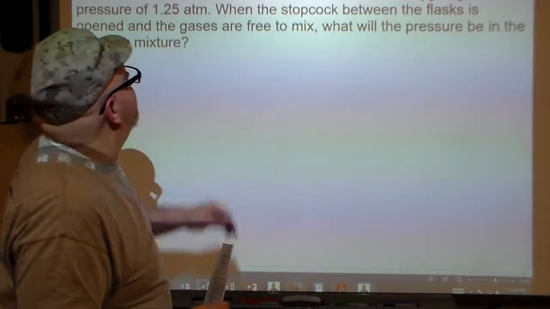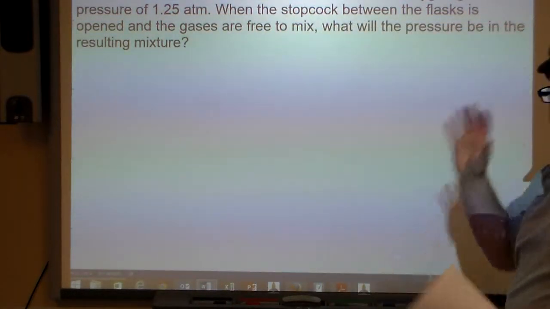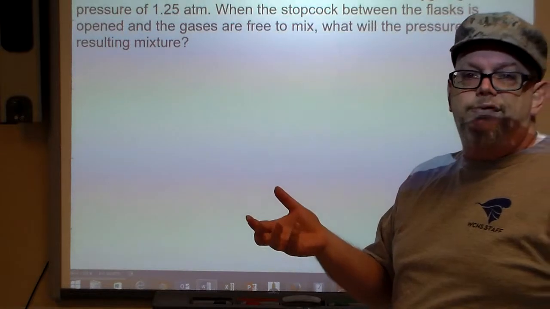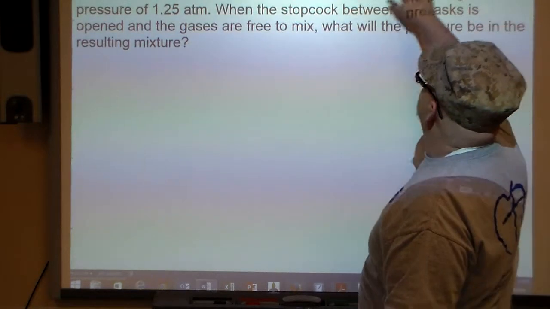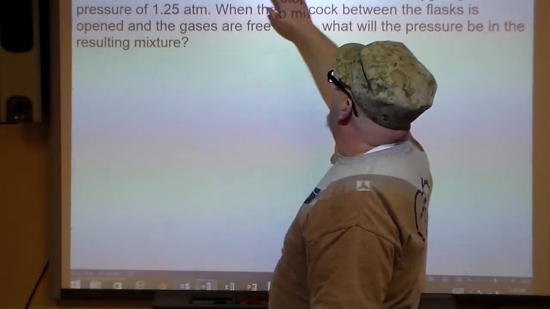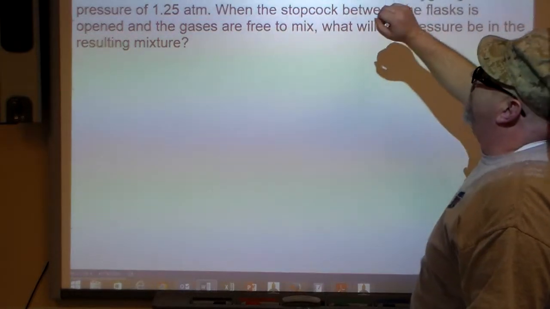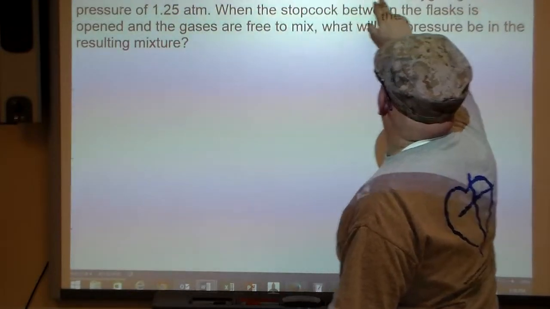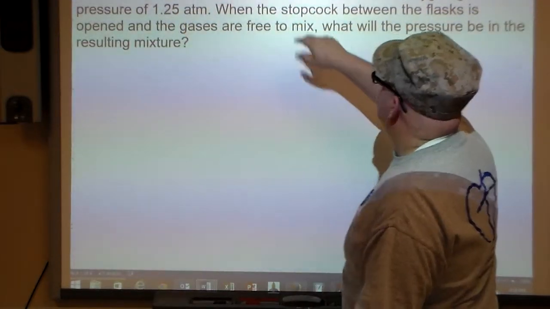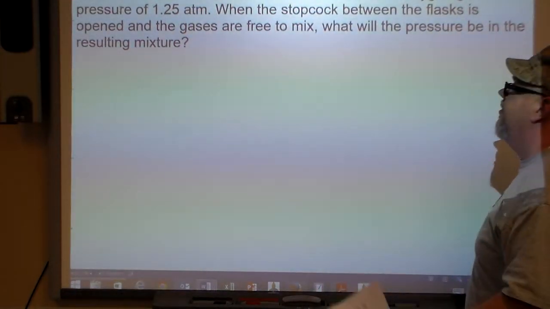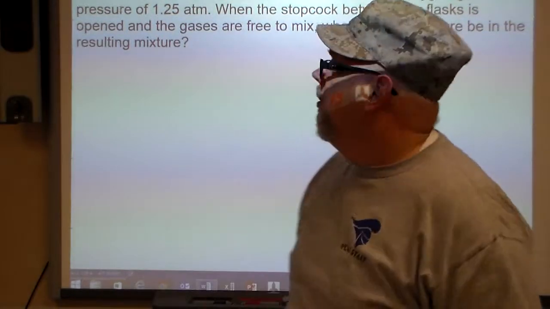Now the next one is different. It's a little bit different. Now we have 2 flasks connected with a stopcock. A stopcock is basically a valve that will allow the gas to travel through freely between the 2 containers. The first flask has a volume of 5 liters, has nitrogen gas, and we're going to assume nitrogen gas is N2 at a pressure of 0.75 atmosphere. The second flask has a volume of 8 liters and contains oxygen gas at a pressure of 1.25 atmosphere. When the stopcock between the flasks is opened and the gases are free to mix, what will the pressure be in the resulting mixture? Okay?